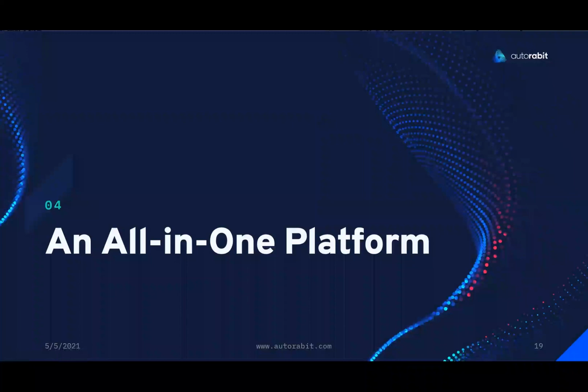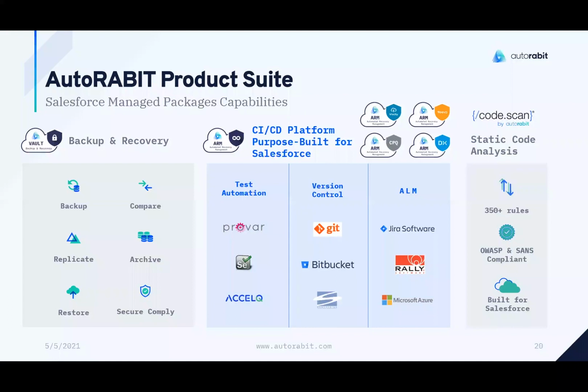So what happens when these two solutions merge? That's where we, as an organization, come into the picture of DevSecOps. With the AutoRABIT product suite, there are three different offerings. We have a backup and recovery suite that focuses on backing up your Salesforce metadata and data with dependencies across parent and child levels. We can compare those backup snapshots, or even compare a snapshot with a live environment.